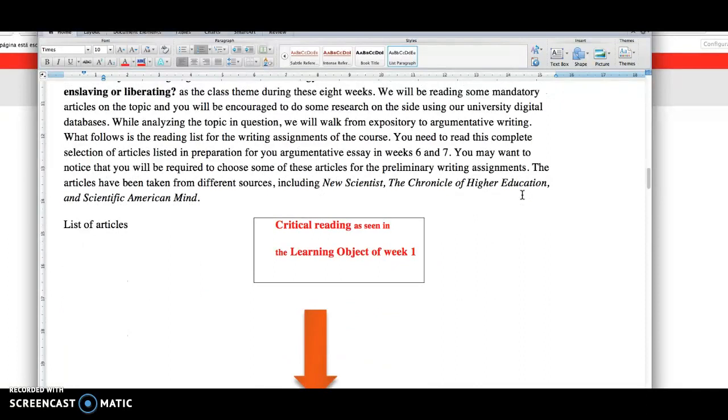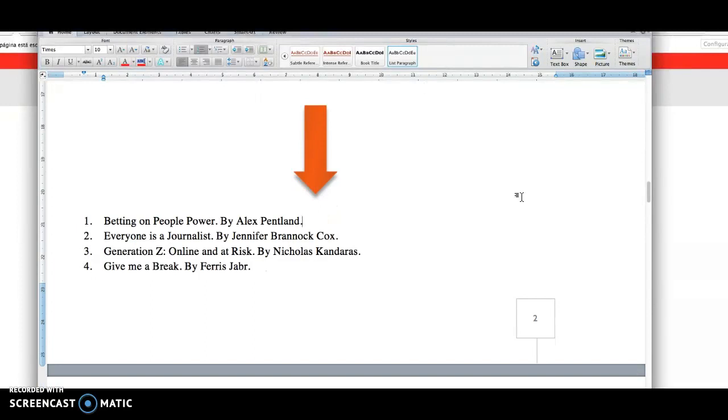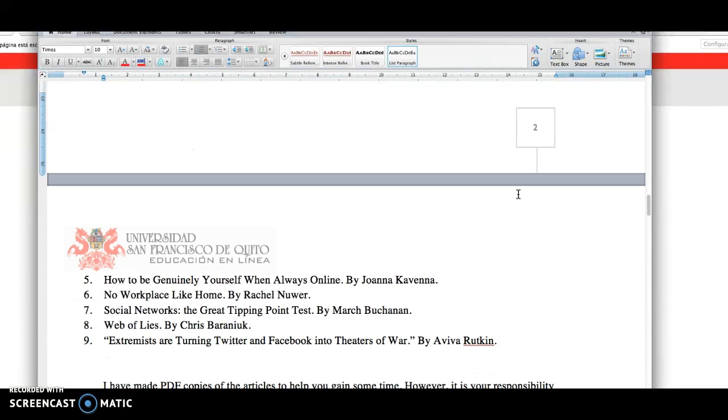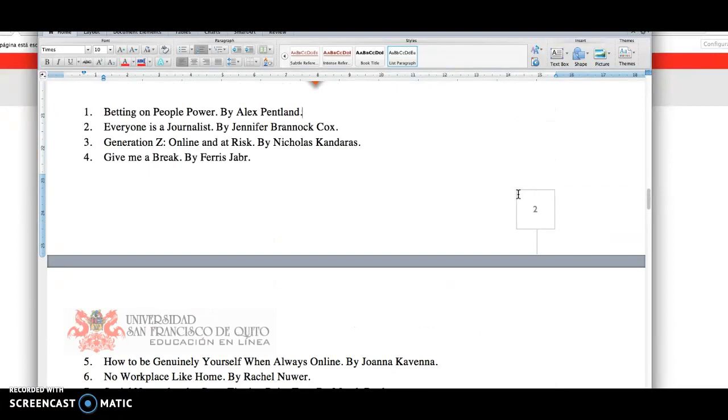So I made a selection of articles, so there are 9 articles that are loaded into your week 4. Betting on people power, everyone's a journalist, Generation Z, online at risk, give me a break, how to be genuinely yourself when always online. So all these articles deal with the topic of the internet, seen from different angles. So your job is to read all the 9 articles and choose which one you want to use in your expository essay, which one you want to use in your analytical essay, and which one for the argumentative essay.